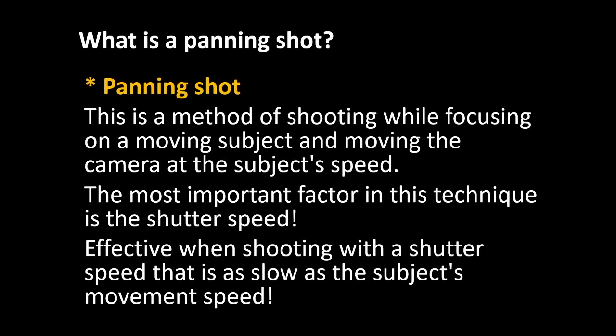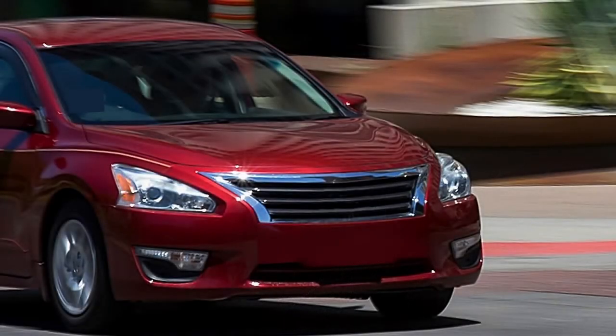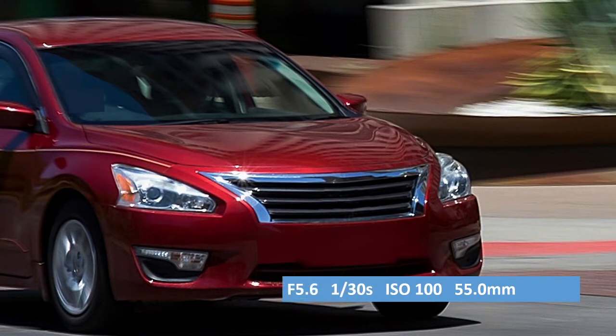What is a panning shot? Panning shot is a method of shooting while focusing on a moving subject and moving the camera at the subject's speed. The most important factor in this technique is the shutter speed. It is effective when shooting with a shutter speed that is as slow as the subject's movement speed.